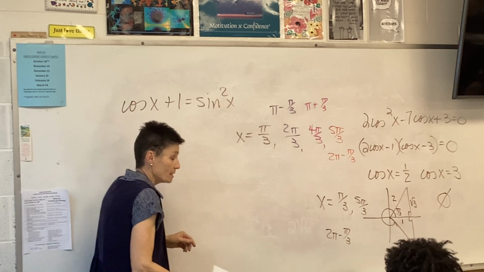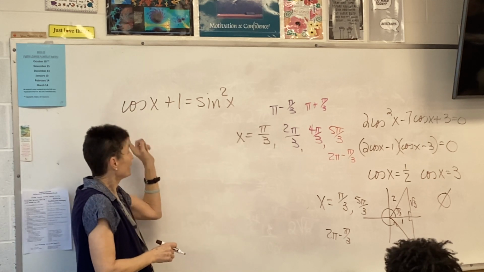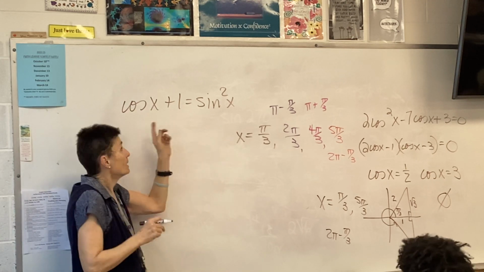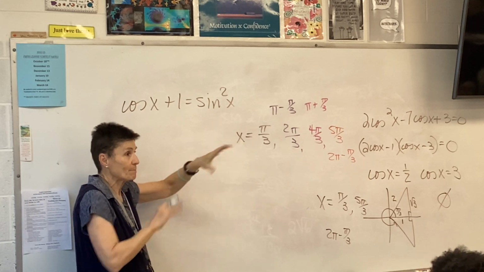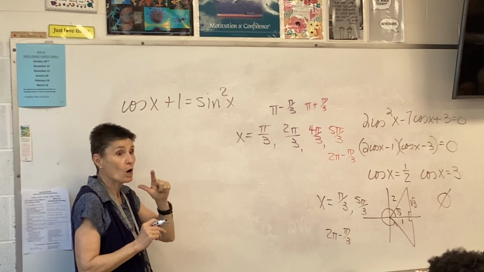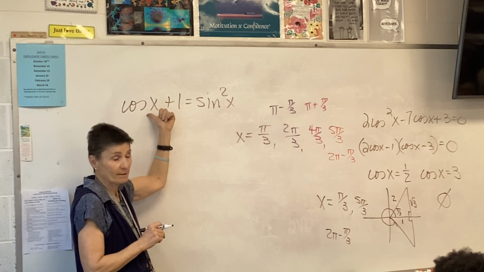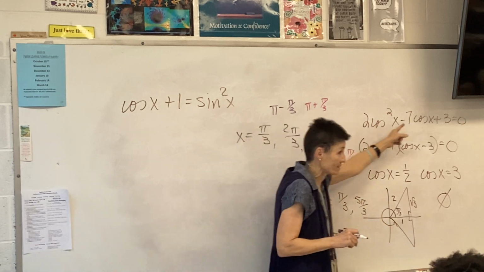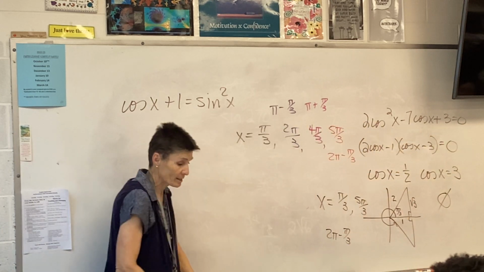Now, a word of caution. If it looks quadratic, it is quadratic. I could subtract this over, but is that going to be factorable? No, because that's a sine and that's a cosine. This one was cosines and cosines, that's good. So what do we do? We talked about this yesterday too.